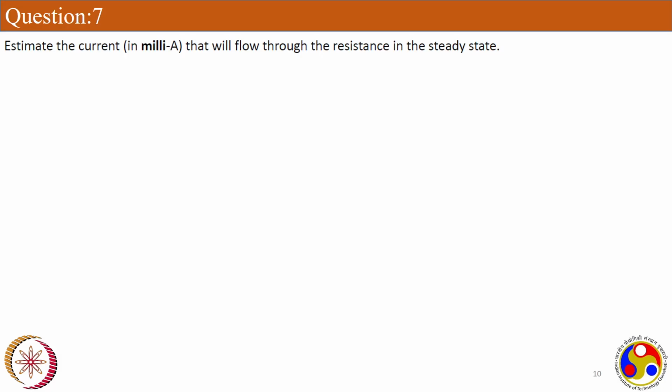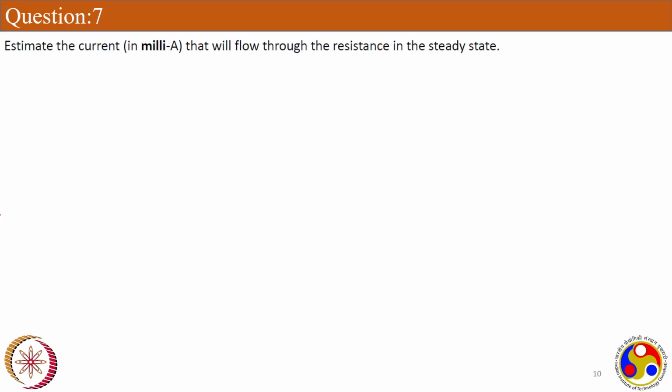The question is to estimate the current that will flow through the resistance in the steady state. Okay, we just have to find the current that is being generated because of the force we have applied. Okay, now I'm trying to solve.